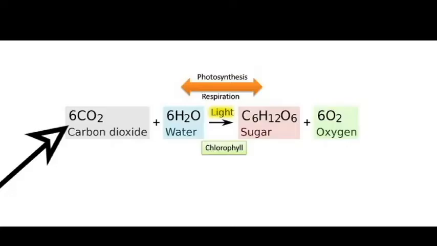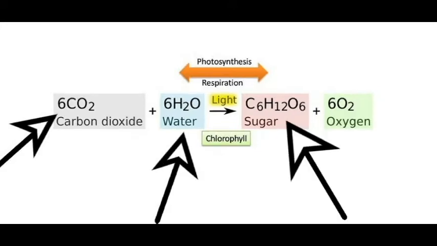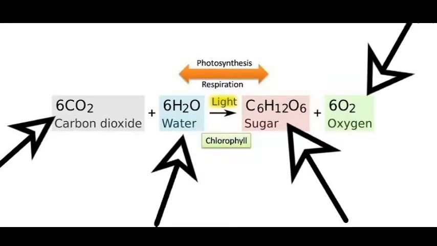What on earth is this? Now, this may look complicated, but all it means is that chlorophyll and sunlight change 6 carbon dioxide molecules and 6 water molecules into sugar and 6 oxygen molecules.